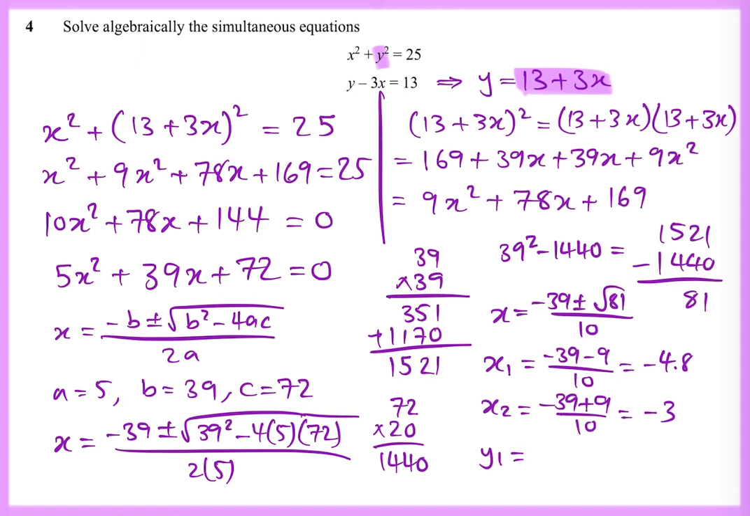Then my y1 is equal to, remember to find the y values as well, so we need to put that into the linear equation, which is better, so we get one value out for y. Negative 4.8 into there, so it's negative 3 times negative 4.8, which is 14.4, so 13 take away 14.4 is negative 1.4. And then y2, putting negative 3 in there, negative 3 times negative 3 is 9, 13 take away 9 is 4. So these are our final answers.